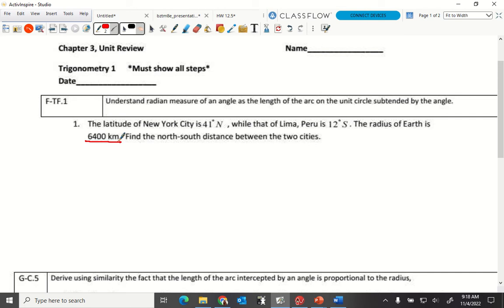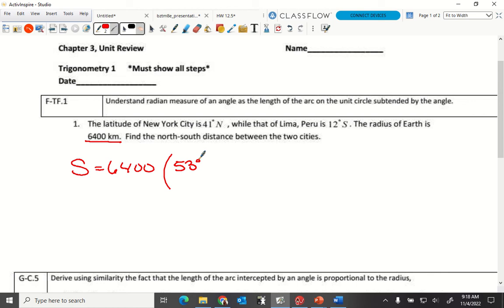53, because one's north, the other one's south, and so they're going in opposite directions. So I'm going to add together the 41 and 12. So I'm going to get S equals R times theta, which is going to be 53 degrees. But wait, there's more. Can it be in degrees?